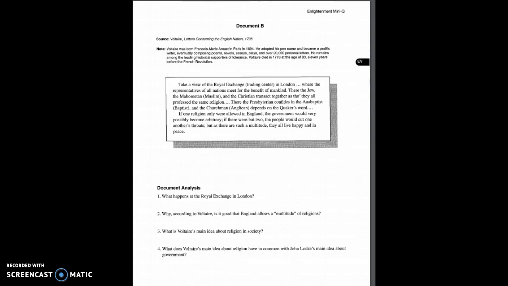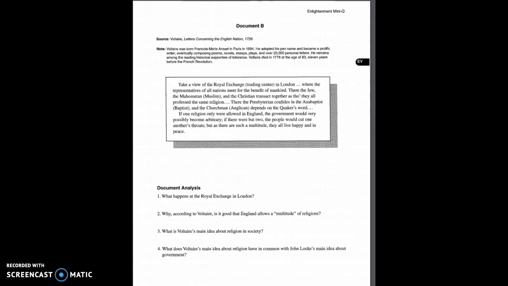So we know that Voltaire, he adopted this pen name because he became a very outspoken writer. He writes a ton of different types of venues or types of writing, so poems, novels, essays, plays, and I believe upwards, it says, of 20,000 personal letters. He is really focused on the concept of tolerance. When you see tolerance at the top, go ahead and circle it. I want you to connect the dots that tolerance, we're talking about acceptance.